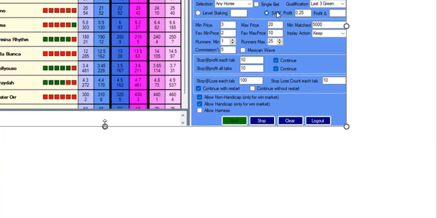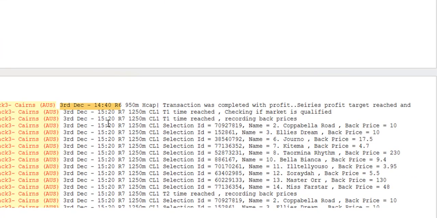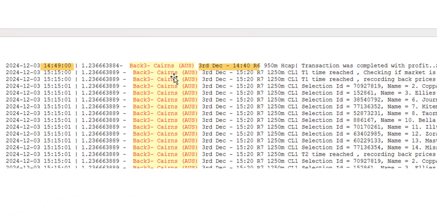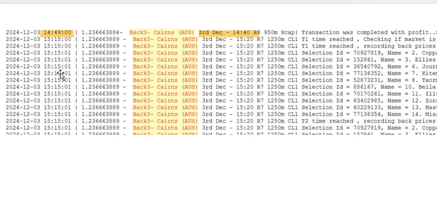In this back 3. And if we look down at the log file, we can see here race 6, that was the race before, is the last entry there. And then we look at the first entry for race 7 at Cairns. The race is at 5:20, and the first time the bot checks it is at 15:15. So 5 minutes out from the start. If you've only got those last 3 times filled in, then the bot's only checking from the 5 minute or whatever amount you've got from there.